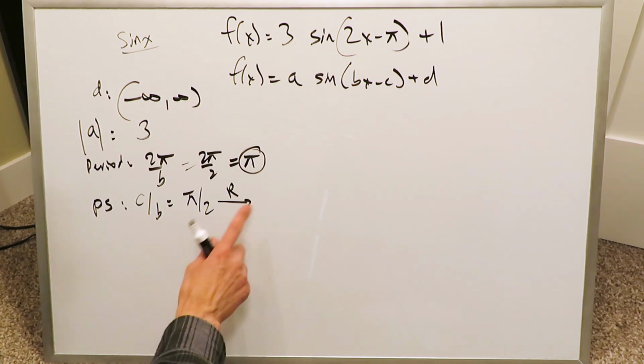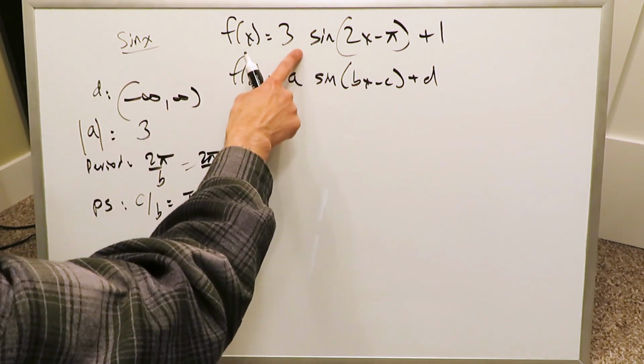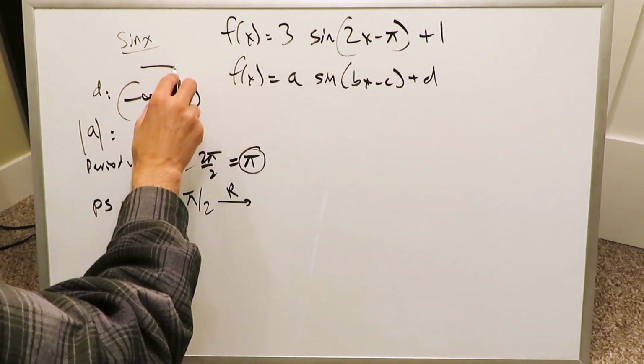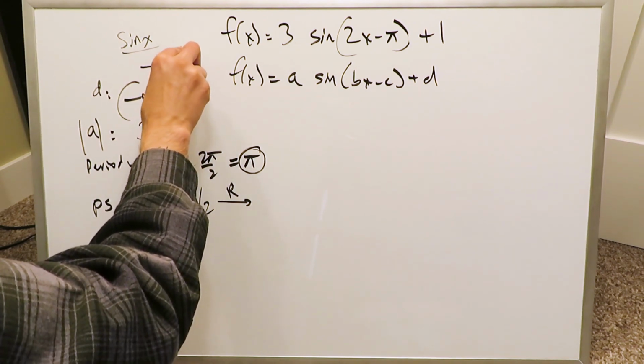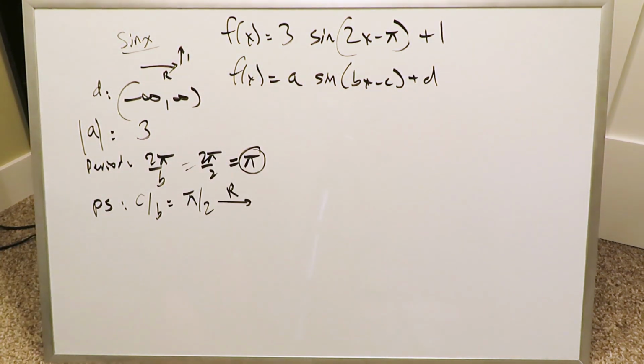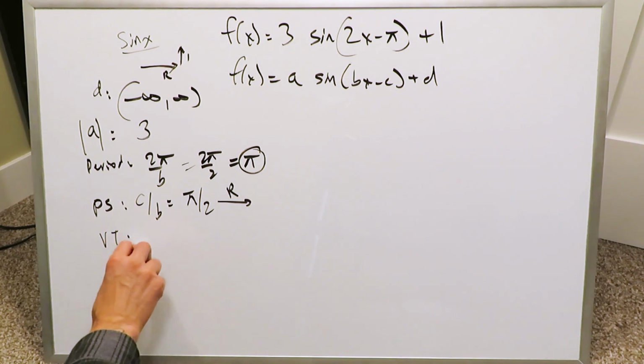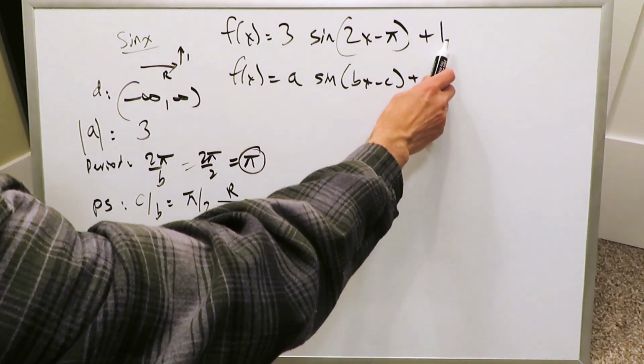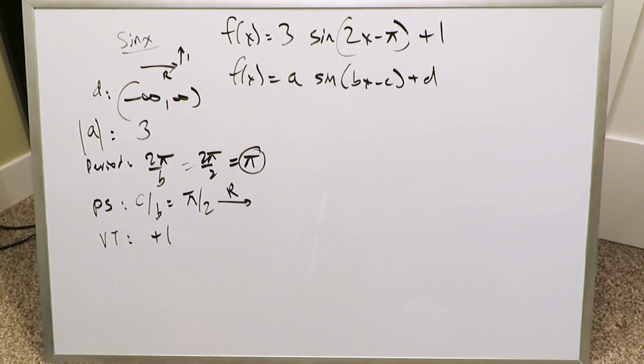A standard point on this function will be on this curve right here, pi over 2 to the right, and then it'll also be 1 unit up because of that vertical translation. That's how each point will show up in this modified function right here. Vertical translation, well, we're plus 1, we see a d value here, plus 1, so that's easy.